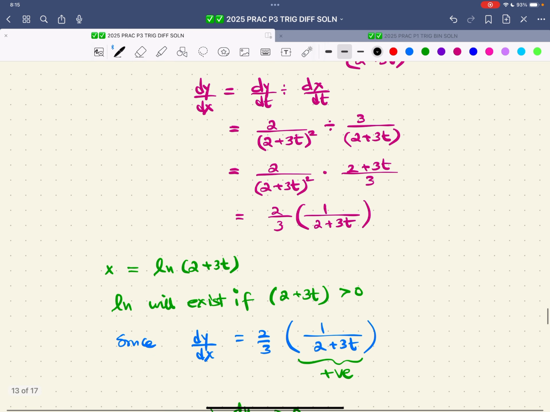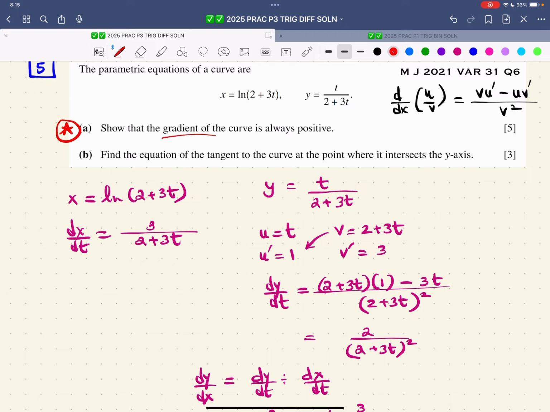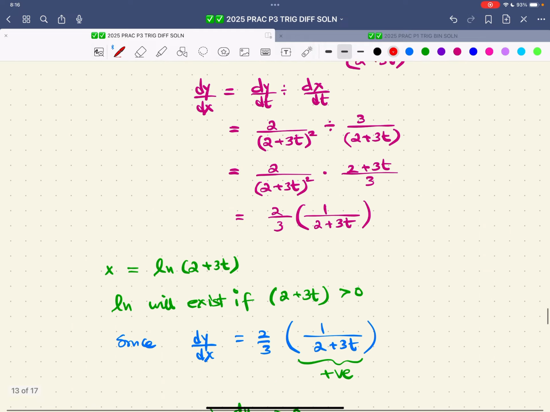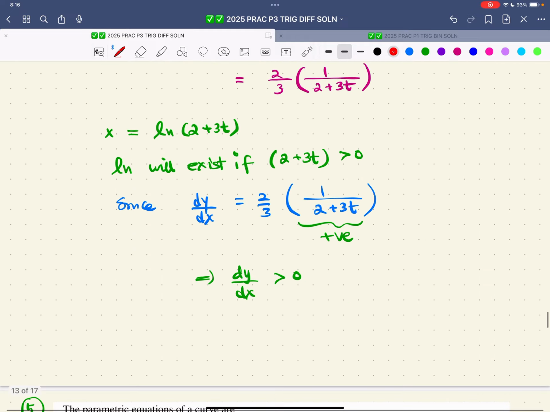Now the very nice question which is this. Show that, it's the same question, show that the gradient of the curve is always positive. They're giving you 5 marks. Why in the world are they giving you 5 marks? They're giving you 5 marks because how will you prove? So this is a $1 million question.